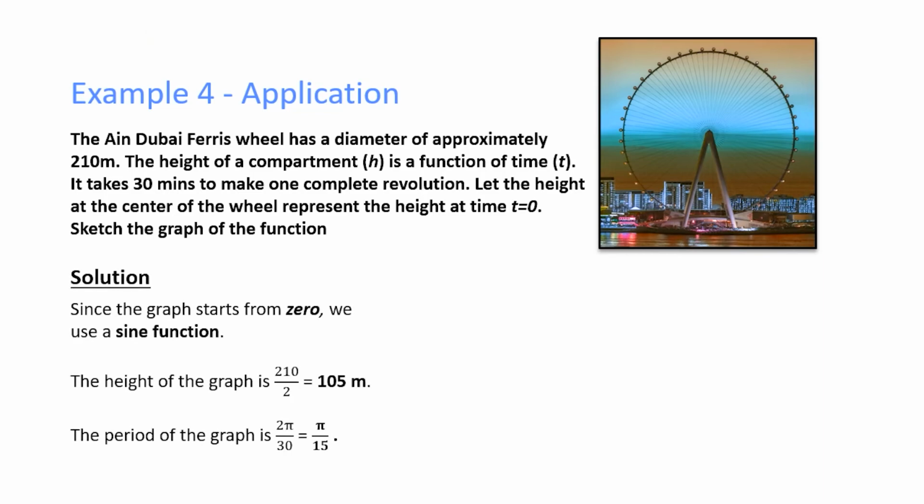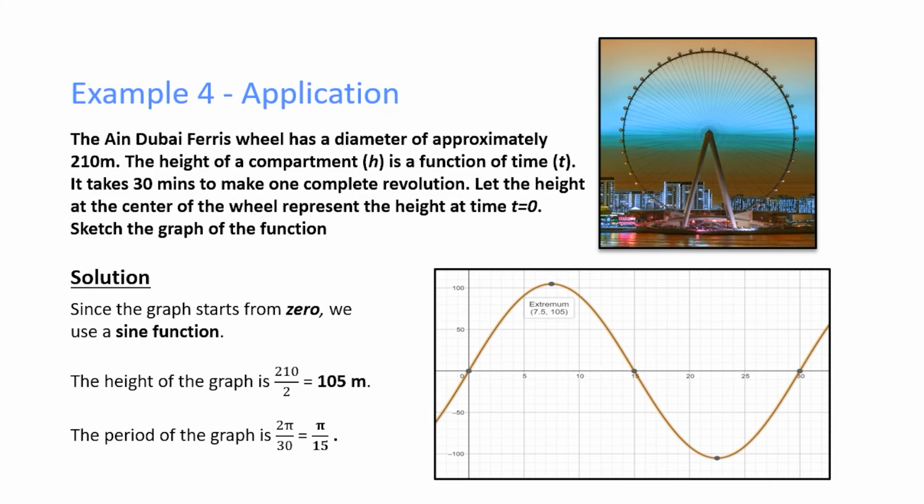In this case, we are going to use the value of 0 for the starting point, so we would use the sine function because it starts from a value of 0. The height of the graph is going to be the radius of the Ferris wheel, so 210 divided by 2 is 105 meters. And the period of the graph is 2 pi over 30 minutes, so pi over 15.